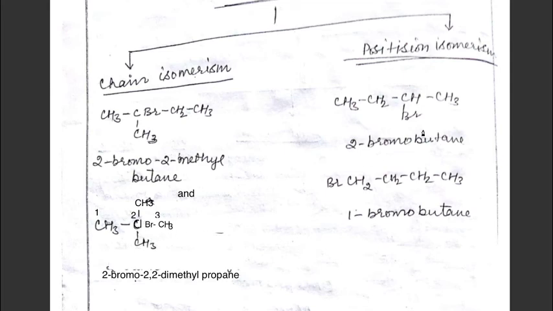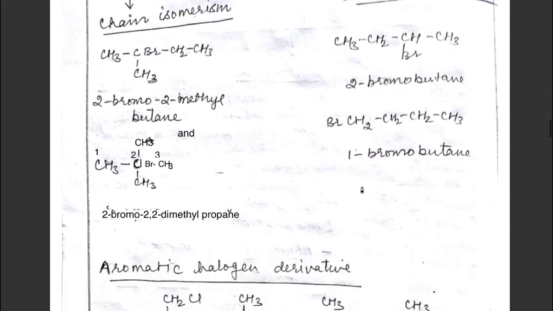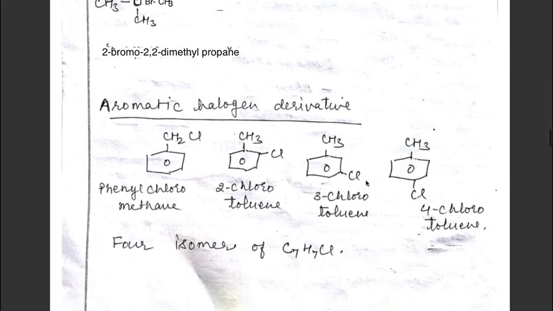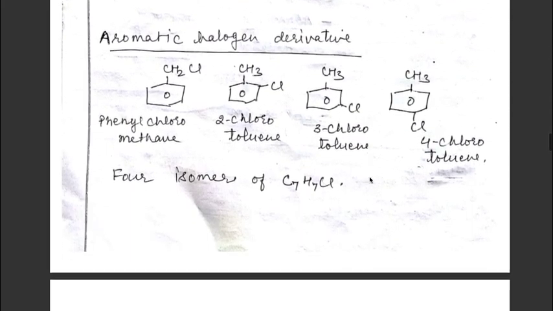Okay. Second is position isomerism. It is very simple to understand. When the position of halogen is different in two molecules and their molecular formula is same but structural formula is different, here bromine is attached to second carbon atom, 2-bromo butane, and it is 1-bromo butane. Bromine is attached to first carbon atom.